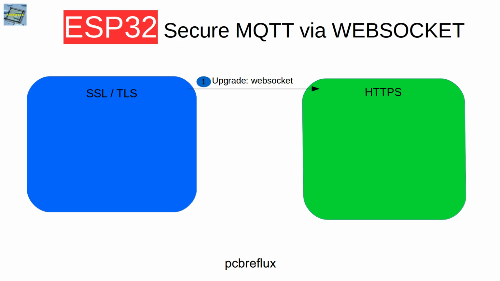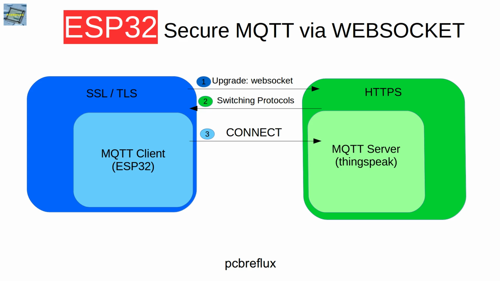And if we want to use the secure version of MQTT, like using ThingSpeak, we have to use the WebSocket protocol to connect to our HTTPS ThingSpeak server. Then the ThingSpeak server can switch the protocol by using the WebSocket feature. And after we have successfully switched the protocol, we can use normal MQTT.